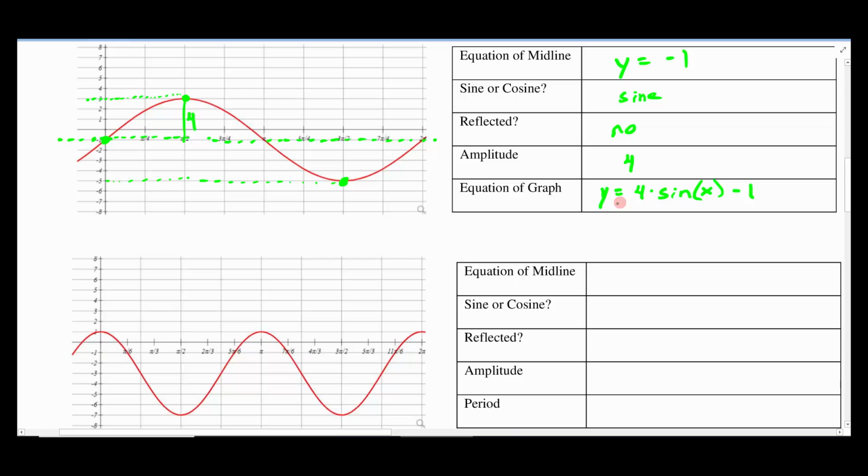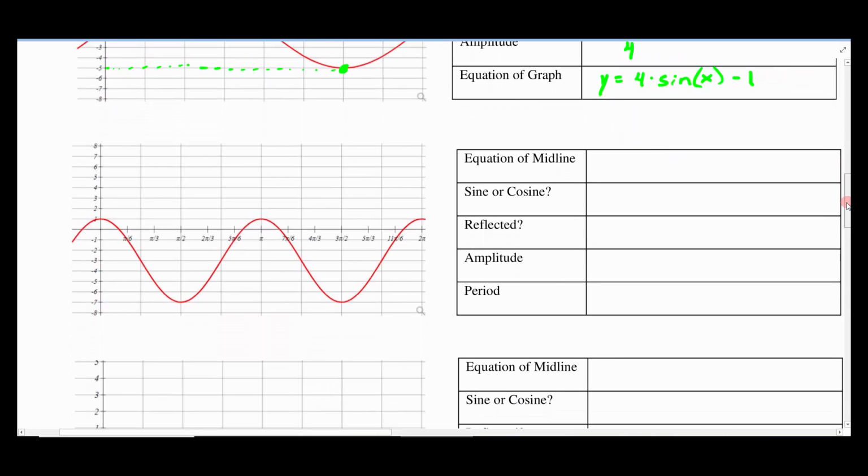And that's really all we need to write the equation. We really just need the amplitude and the midline, and we need to know whether or not it's a sine or a cosine function, and then we need to know if it's been reflected. If this had been reflected, I would need to put a negative in front of the 4. Okay, so let's give it a try again.